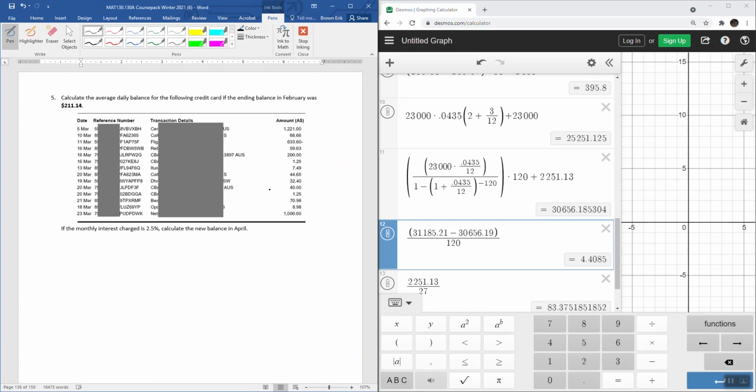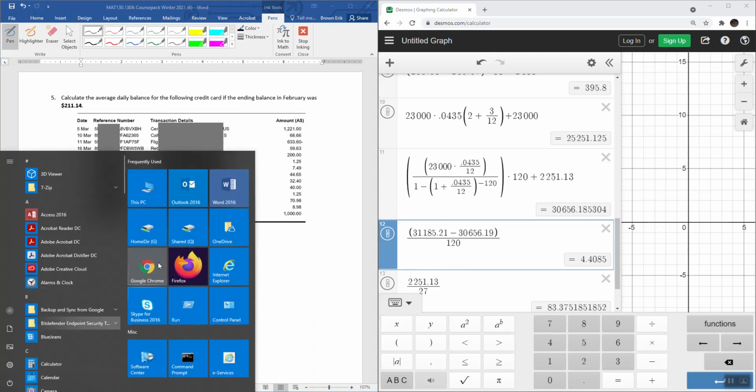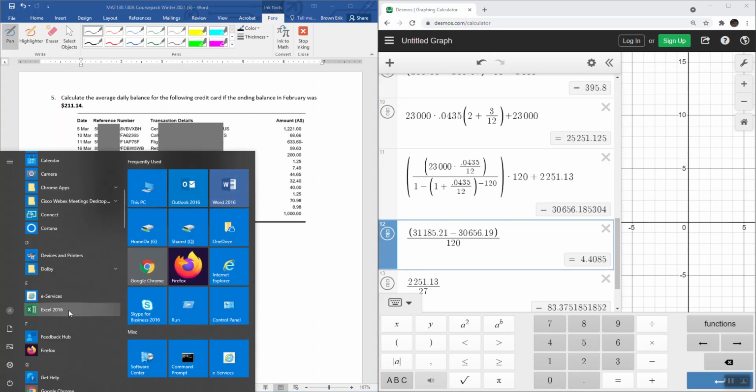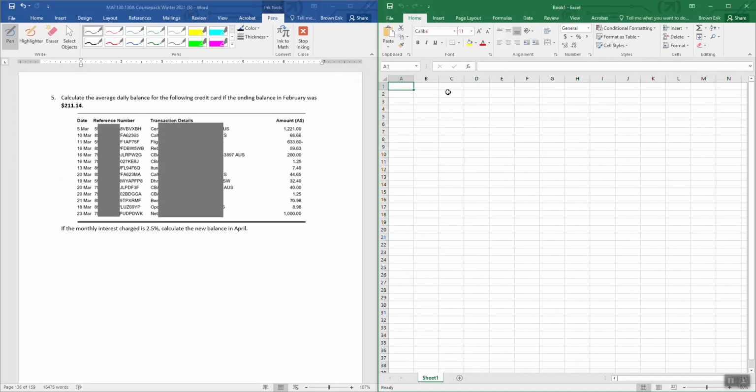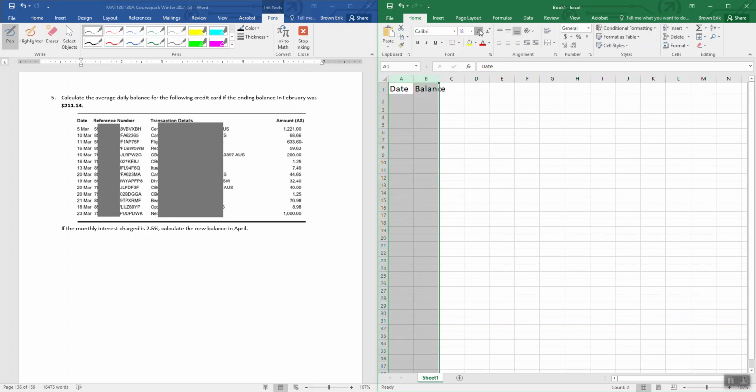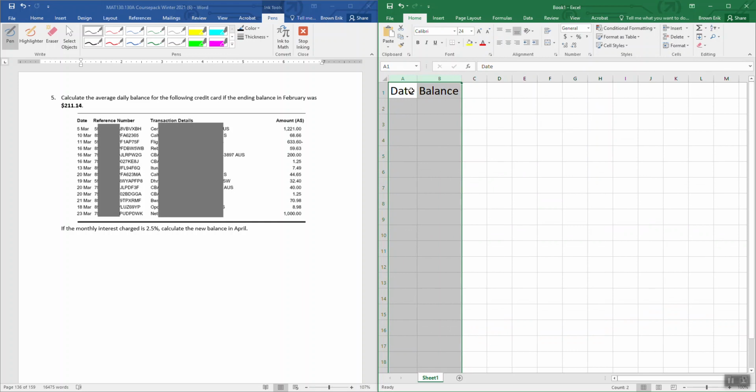All right, let's do this credit card calculation. This is the average daily balance for this credit card. Now, this is a tedious problem, and I'm going to do this in Excel because I think that is the easiest way to handle this average daily balance. So what we need is the date and the balance, and that's really it. Let me make this a little bit larger font, and let's go from here.